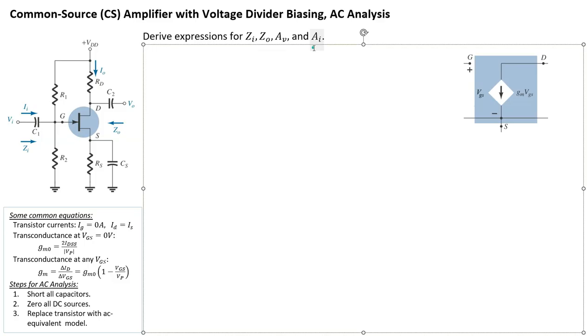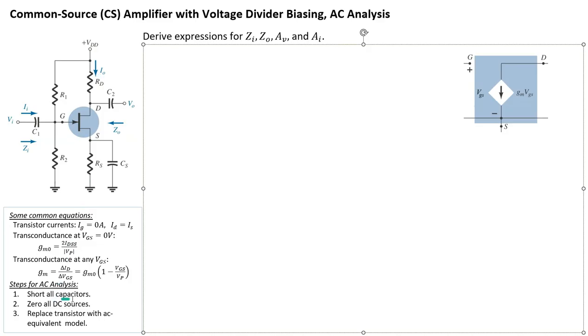All right, so as usual, whenever we're doing an AC analysis of a circuit, these are the three common things that we have to do first. So we have a DC-based circuit. This is our original circuit. We need to convert it into an AC equivalent circuit.